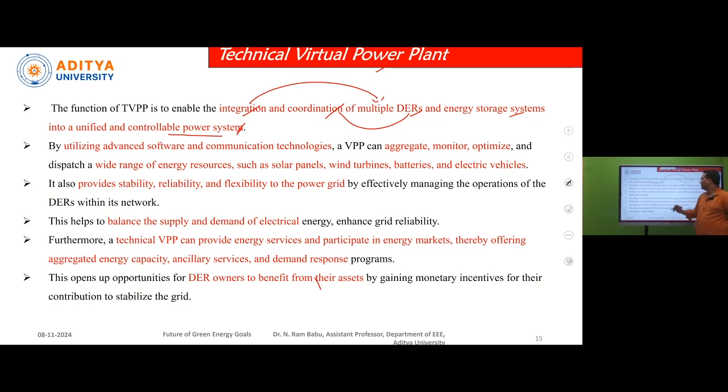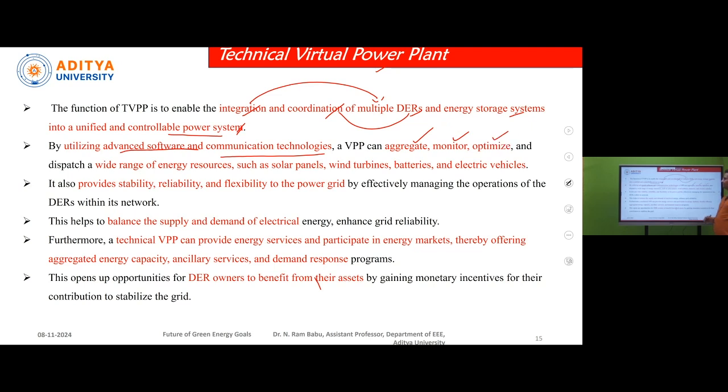And the next one is advanced software and communication technologies. So what does the communication technology do? The communication technology transfers the data, especially in virtual power plants. A two-way transfer of data will be there. And with the help of advanced software, we are aggregating the group of energy resources and monitoring the energy generated by the energy resources, the load consumption, and also the equipment of a virtual power plant.